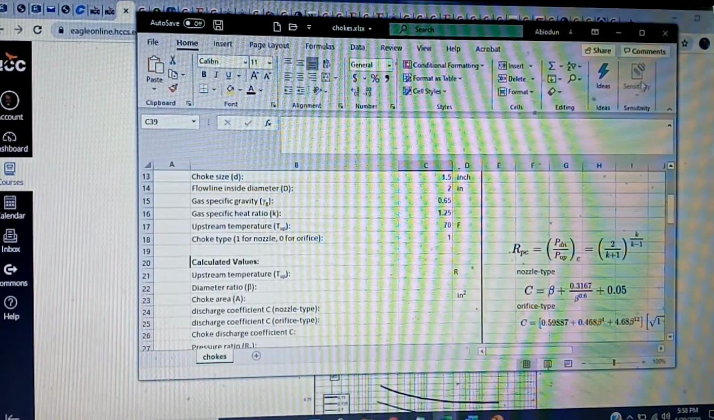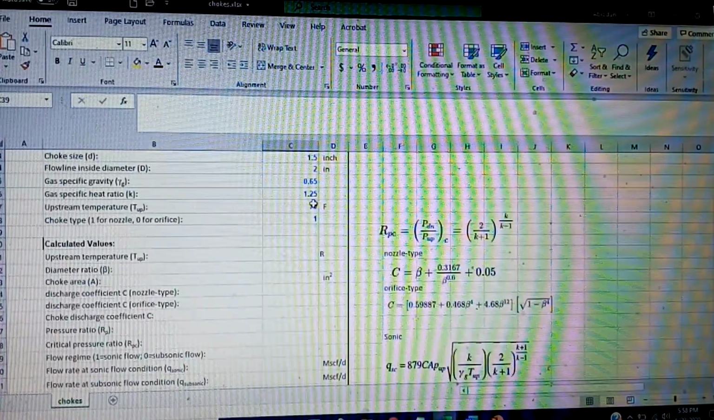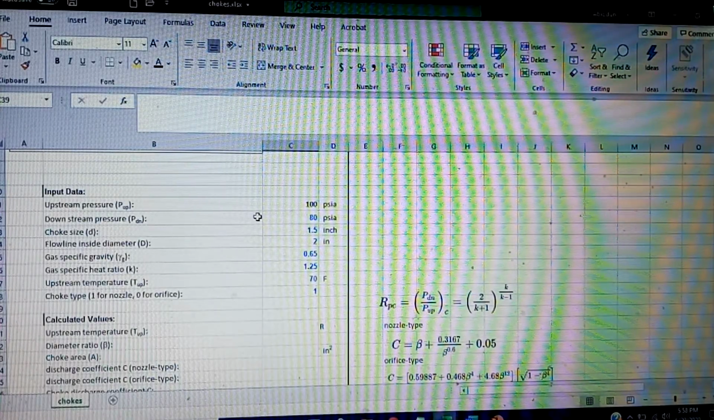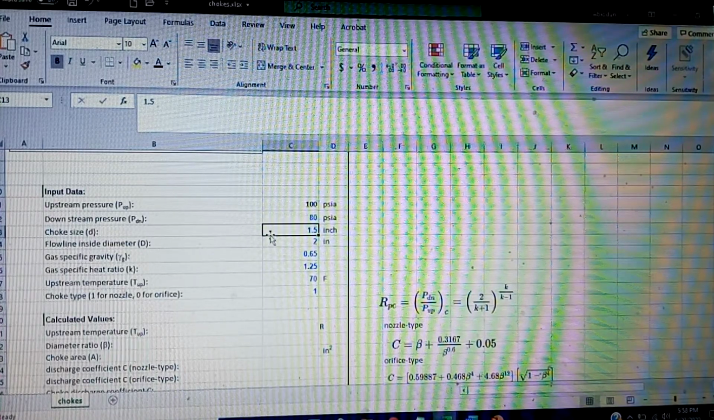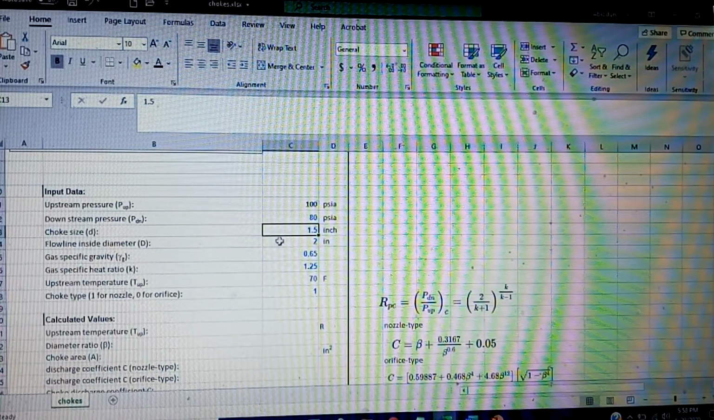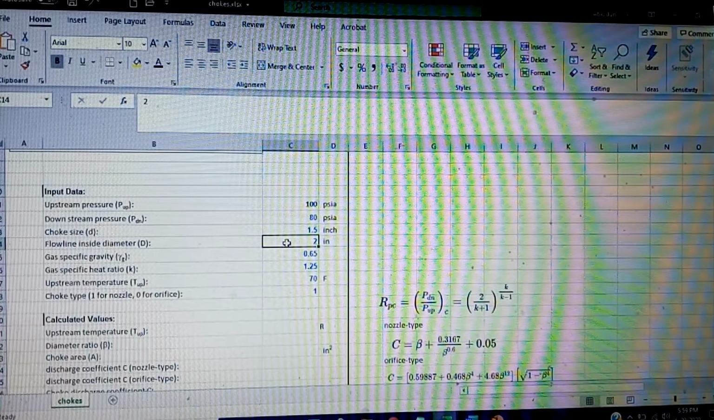Now, what you need to do for this template is to see your input values. You put your input values. In my own problem, these are my input values. The upstream pressure, downstream pressure of a choke. Remember, the downstream pressure is the pressure at the throat of the choke. Then this is the size of the choke, which is the diameter of the downstream diameter. This one is the upstream diameter, which is the flow line inside diameter.